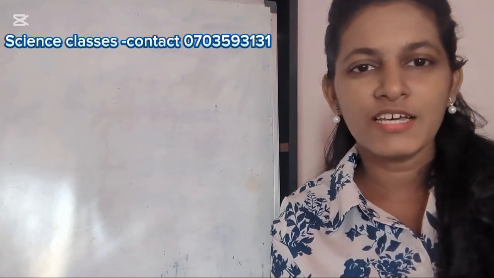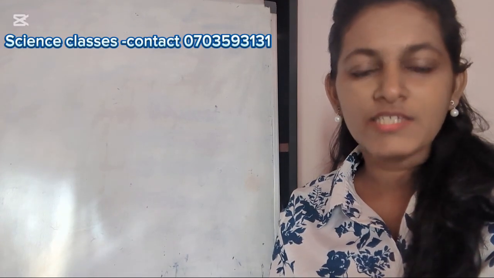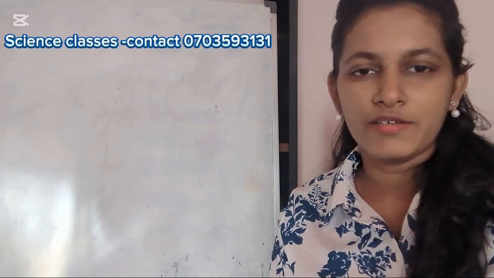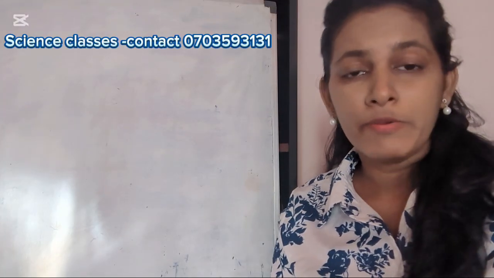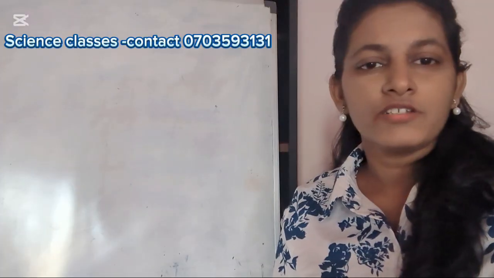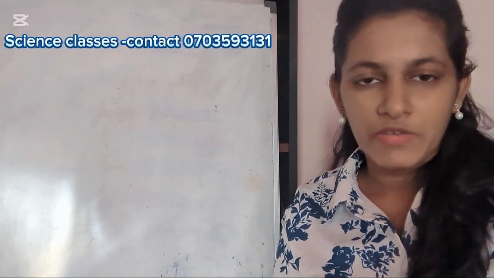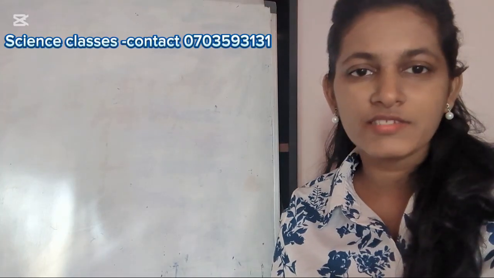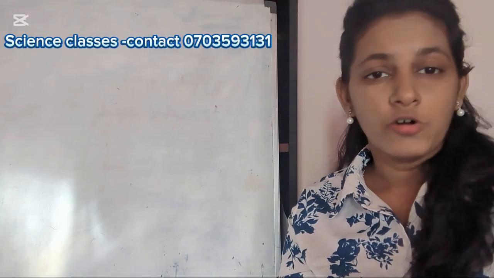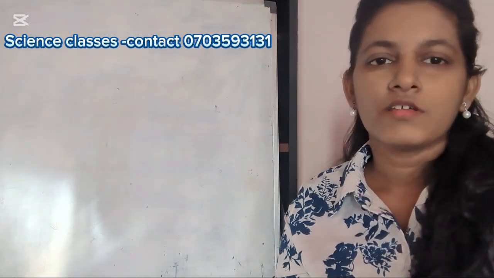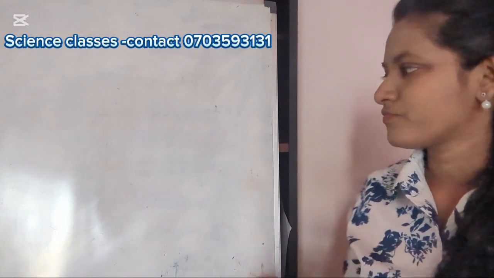Today we are going to learn about the first lesson in the grade 6 science syllabus, which is the wonders of the living world. In this lesson we will be learning about different subtopics such as environments, living things, non-living things, the characteristics of living things, and also about microorganisms. So let's look at the first subtopic, which is the environment.